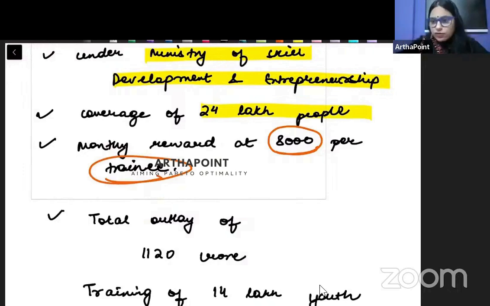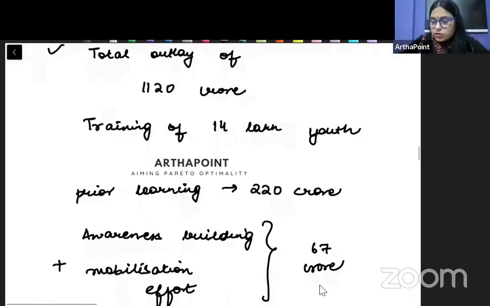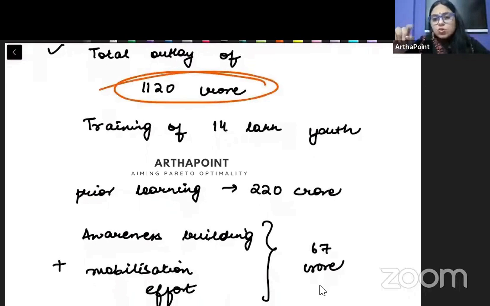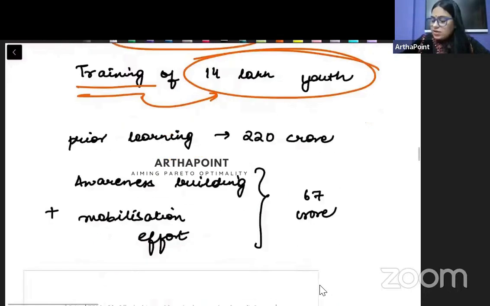We will provide them skills and then we will go ahead and give them a reward. It's like when you do an internship, you get a stipend for it. So this is like that only. When these people will work with us, then we will give them up to 8,000 per month. And the total money allocated for the scheme was 1120 crore. And we had to train 14 lakh youth, right?